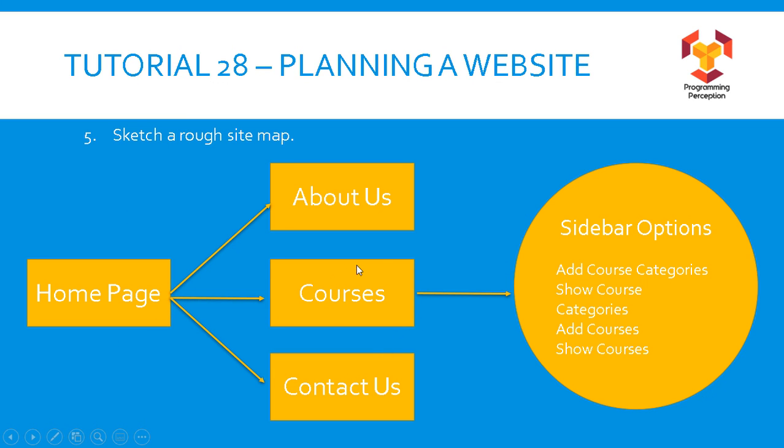Now courses will have a few options in the sidebar, and these options will be add course categories, show course categories, add courses, and show courses. So definitely this is a very simple website that we have planned because we are doing it at the beginner level, right? So this is one of the websites which I'm going to discuss in the 8th section, and I'm going to make and prepare this whole website in front of you.